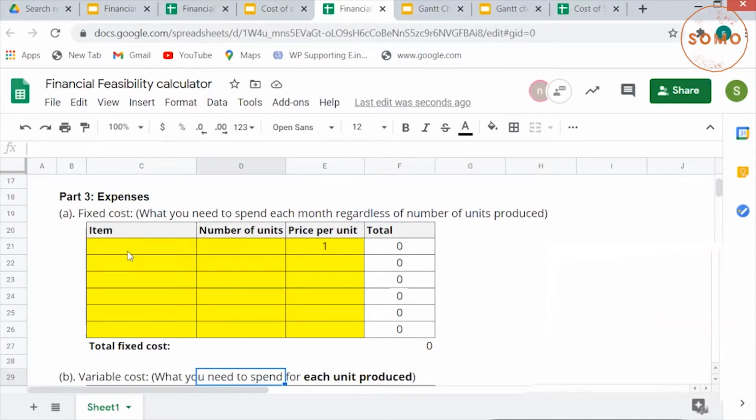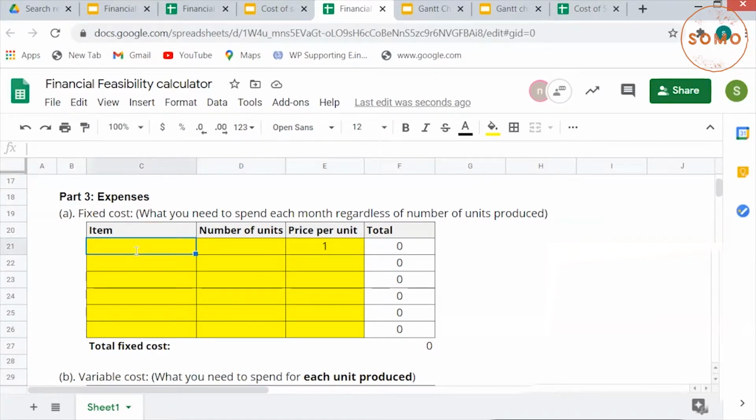Part 3. Expenses. The first part we're going to look at is fixed costs. And fixed cost is what you need to spend each month regardless of the number of units produced. In the case of Sarah's business, her fixed costs are rent and salary. Sarah pays herself a salary of 3,000 shillings at the end of the month. She incurs a rental charge of 1,000 shillings.